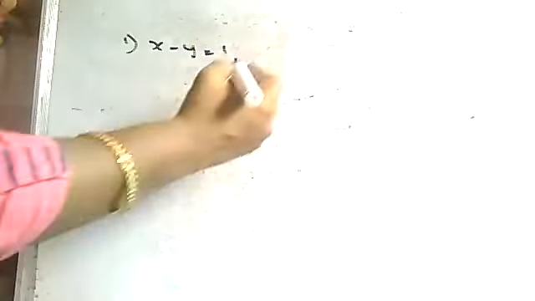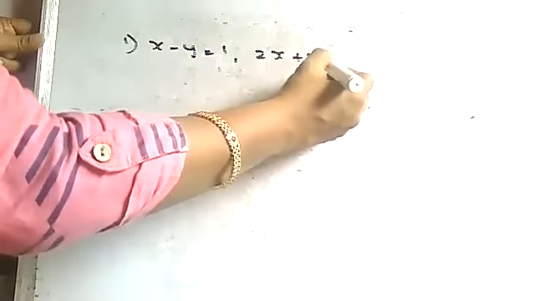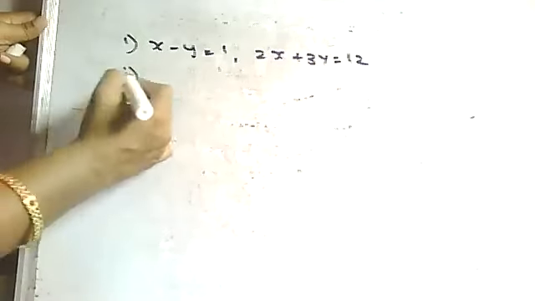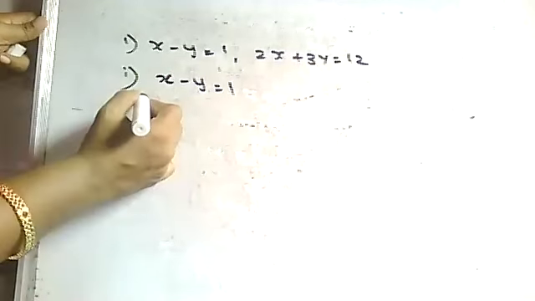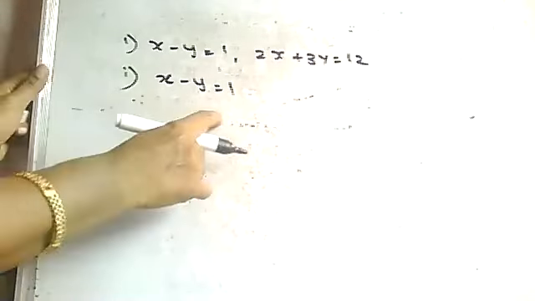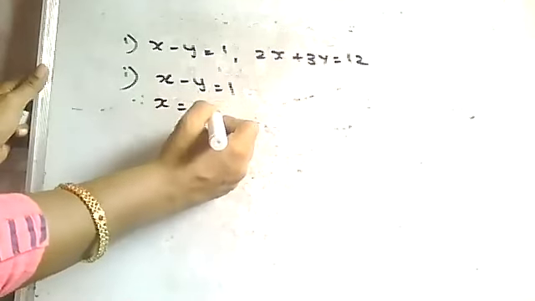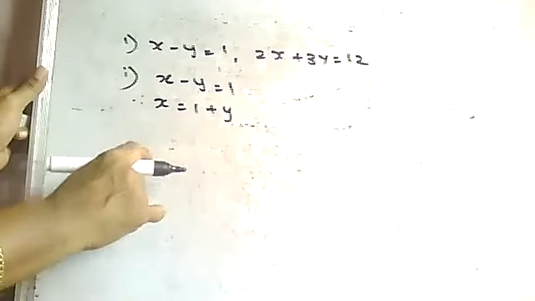X minus y is equal to 1 and 2x plus 3y is equal to 12. I'm just solving only for your understanding. So for solving graphically, I'm taking one equation down and I'm converting either in terms of x or y. For solving graphically, you have to convert either in terms of x or y. So I'm sending y that side. You get x is equal to 1 plus y.